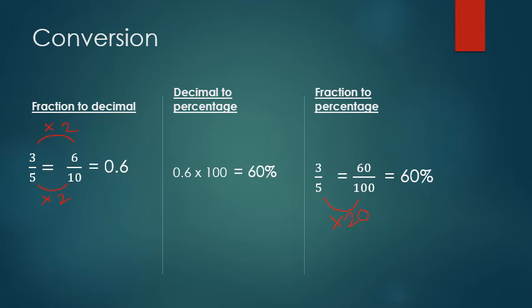So if you multiply the denominator by 20, you have to multiply the numerator also by 20. When you multiply by 20 on both sides, that is numerator and denominator, you get 60 on 100. On 100 itself means 60%. So the answer is 60%. It's as easy as it is.